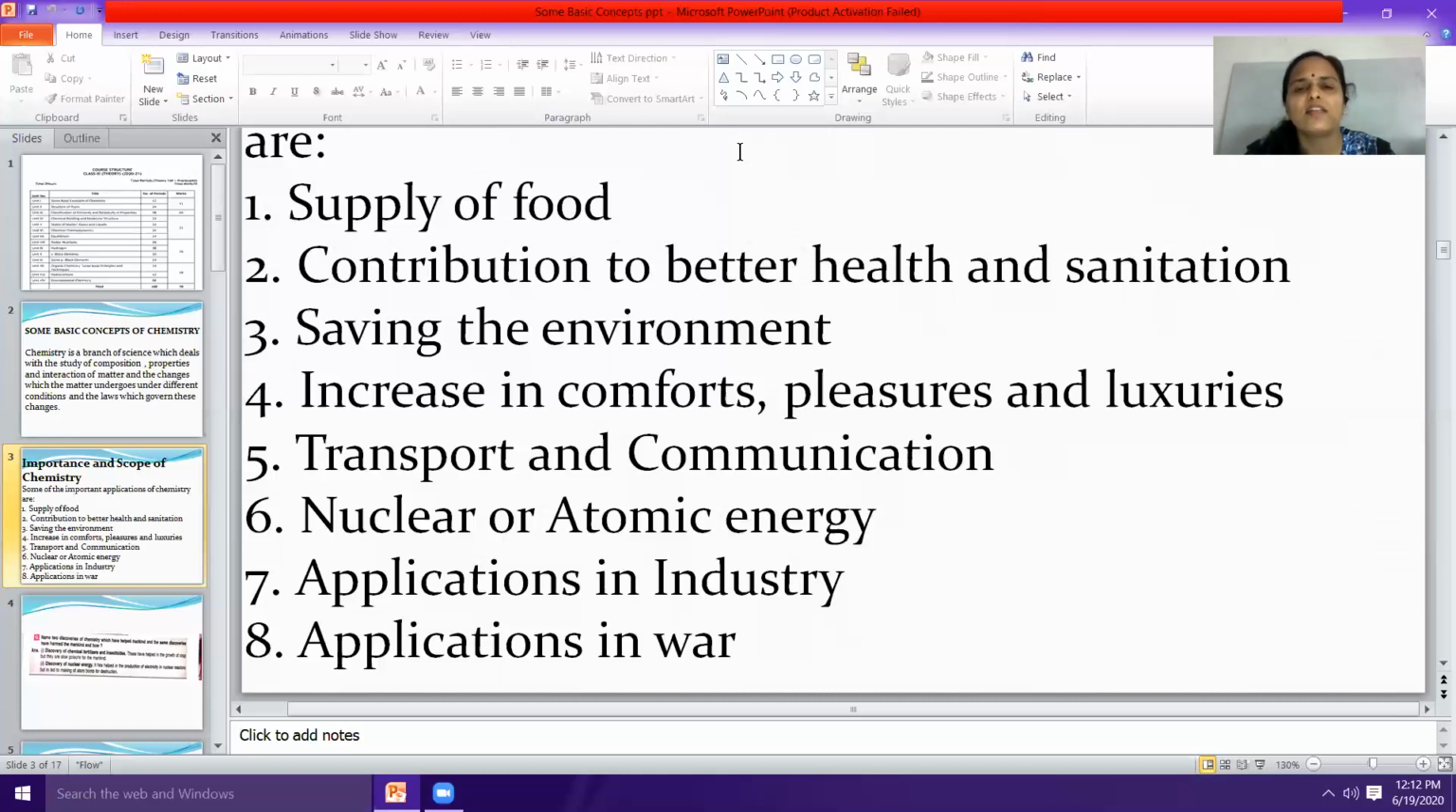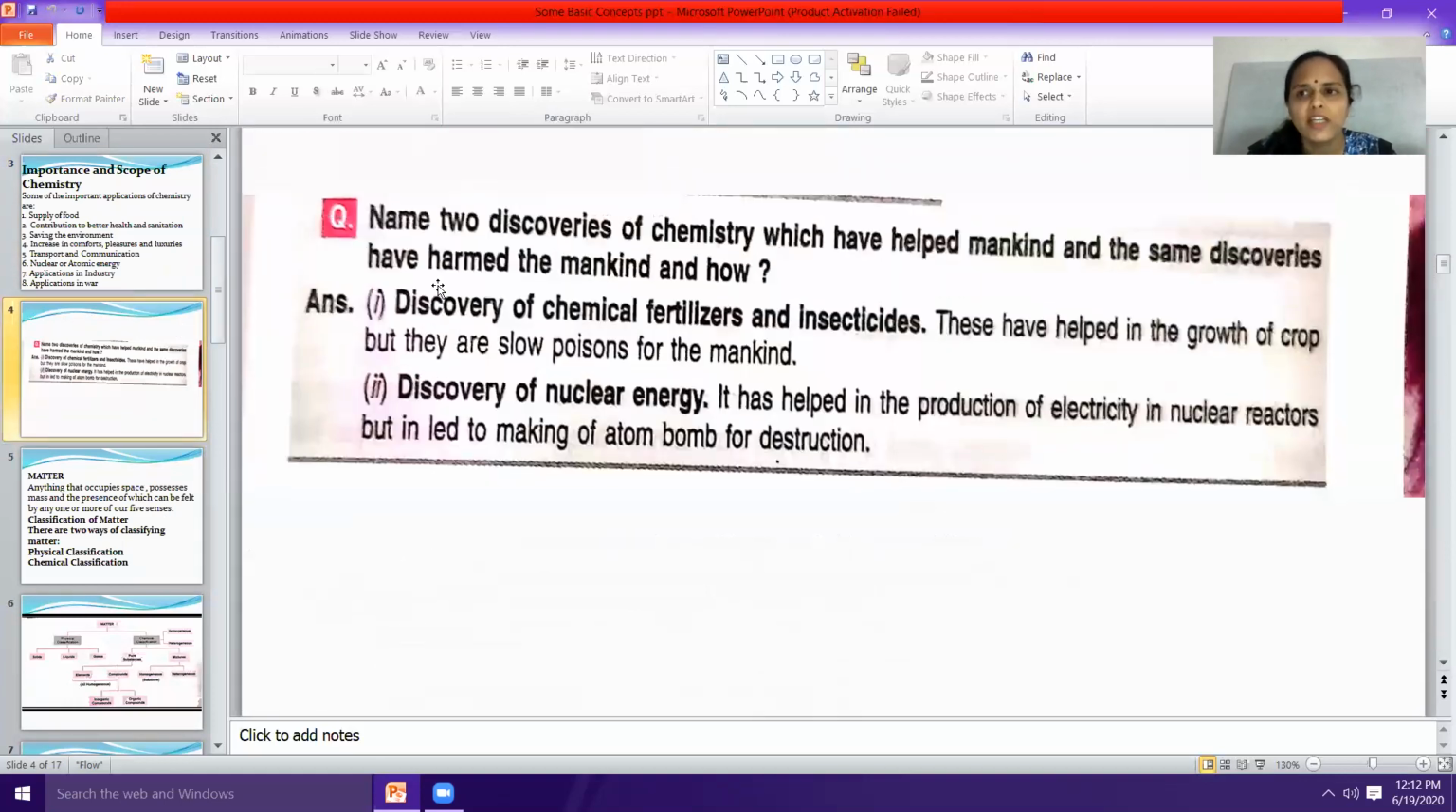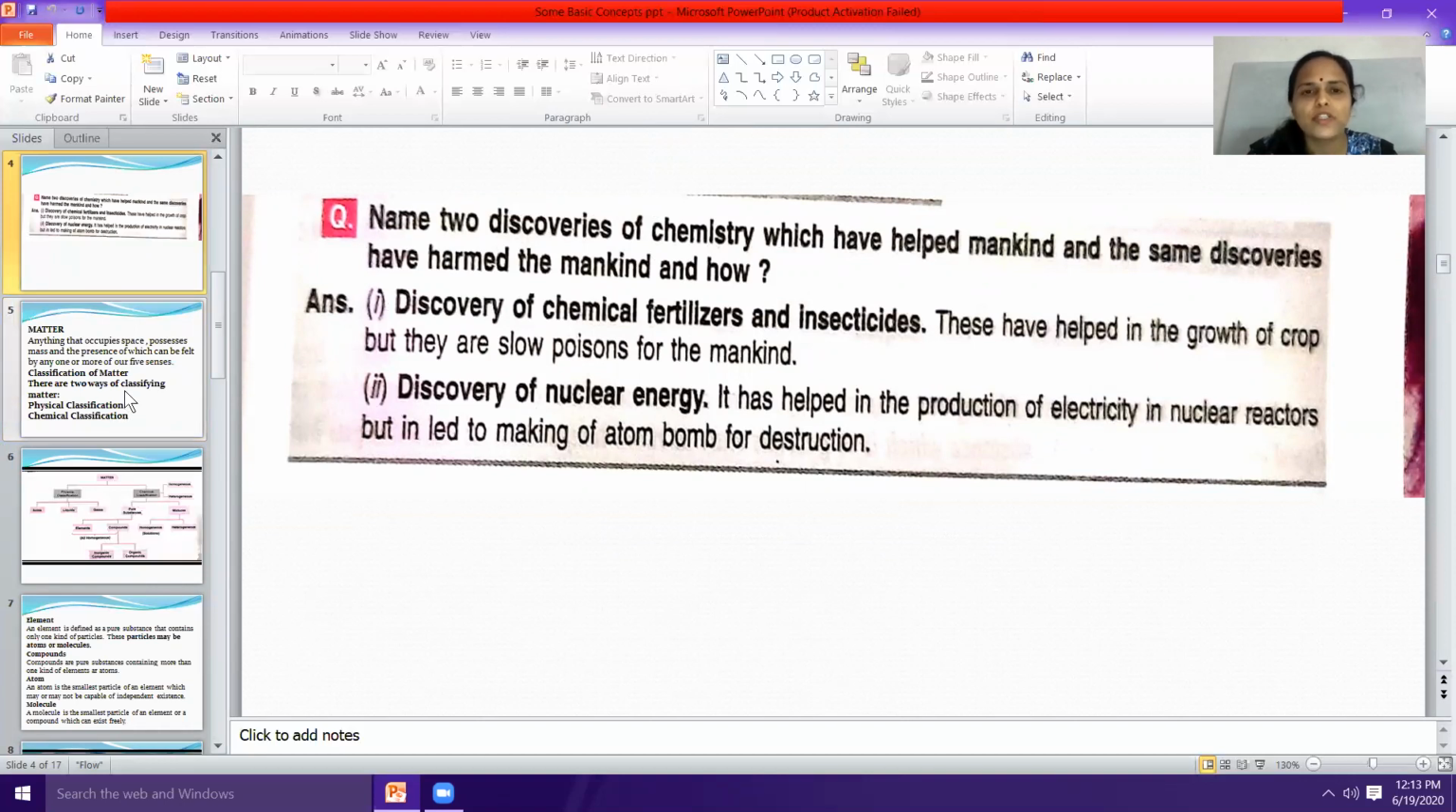So these are the applications of chemistry, the importance and scope of chemistry in our day-to-day life. You all know about these things. We are just recapitulating the things which you have already read. In this chapter, the things which you have already read will be expanded, and we will be going a little more vast and studying accordingly.